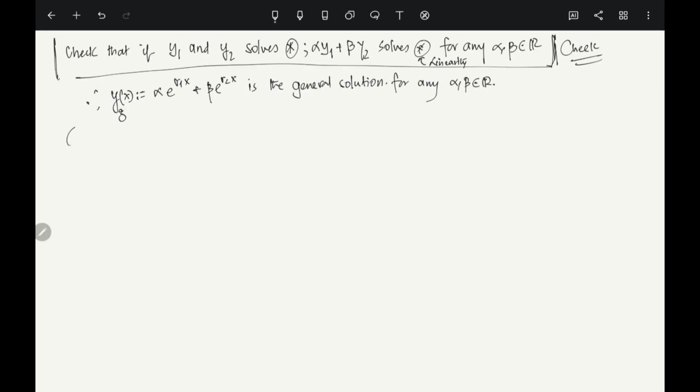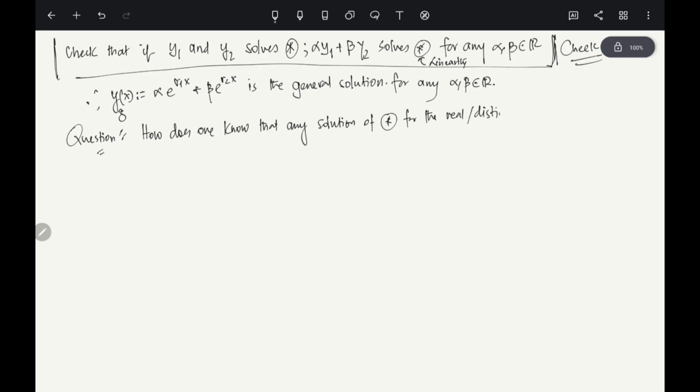Now a big question, and this is very, very important. How does one know that any solution of star, at least for this case, let's say the real distinct case, must look like this, must look like y_g? So what is the guarantee here? You do understand what I'm trying to say.